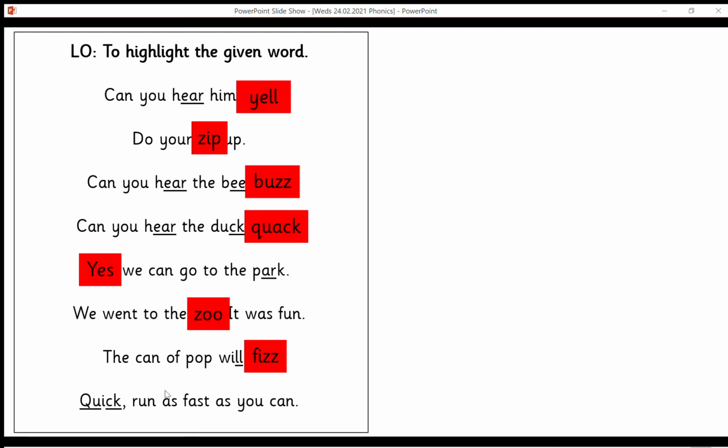Run as fast as you can. Quick, run as fast as you can. The word you are looking for is quick.